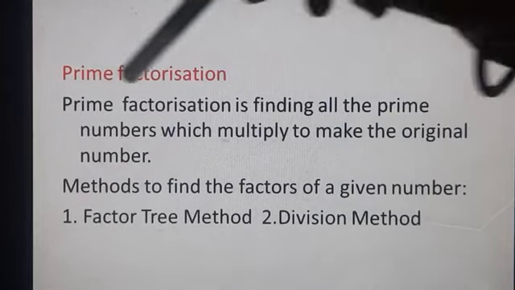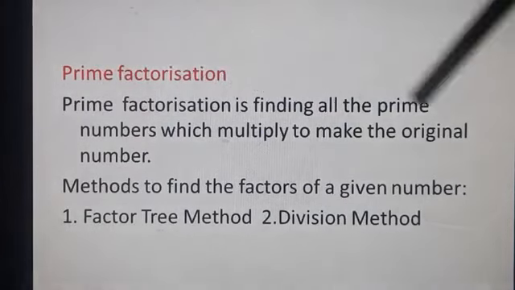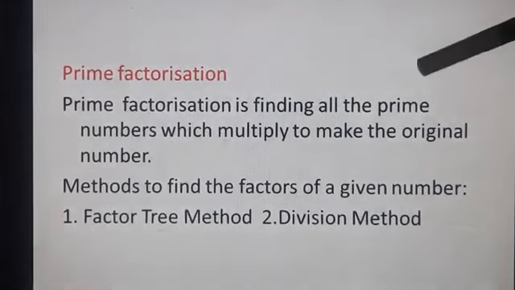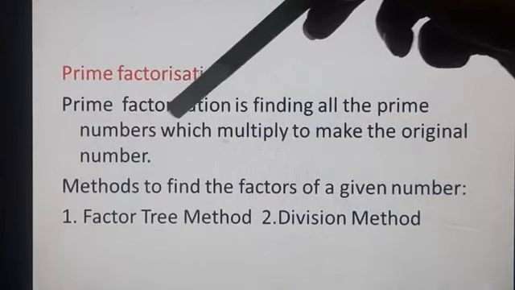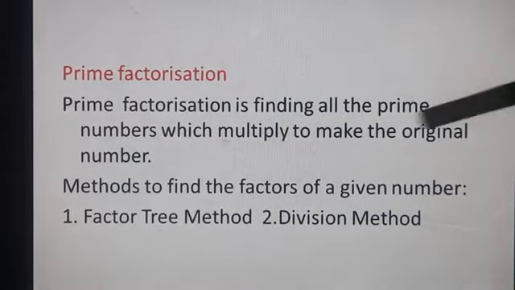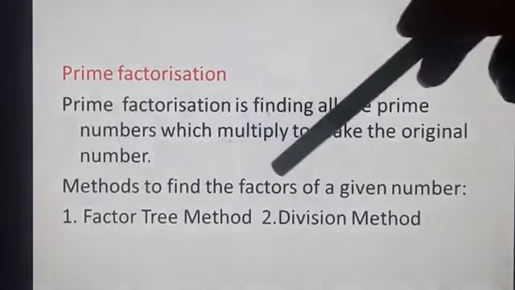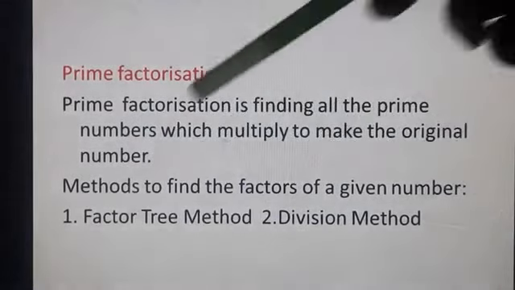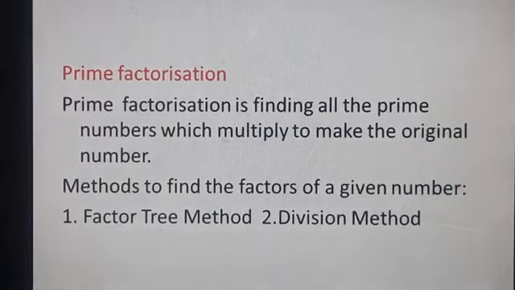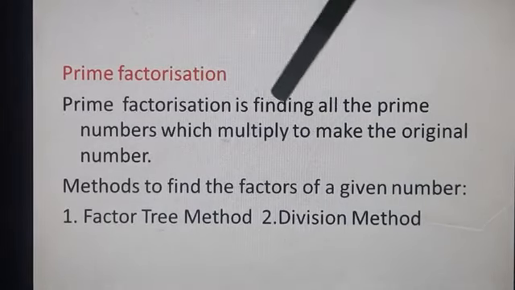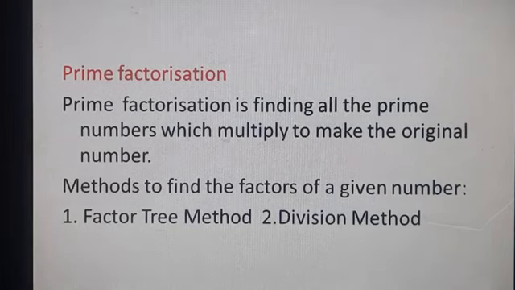Prime factorization. Prime factorization is finding all the prime numbers which multiply to make the original number. When we multiply all these prime numbers, we get the original number. Methods to find the factors of the given number: there are two methods, factor tree method and division method. Through the prime factorization method, we find the prime numbers. When we multiply all these prime numbers, we get the original number.